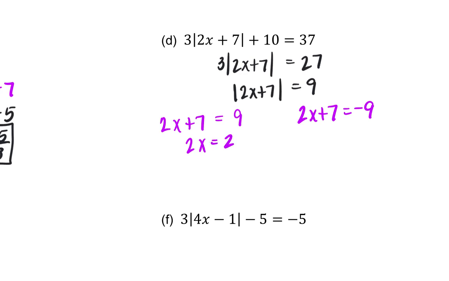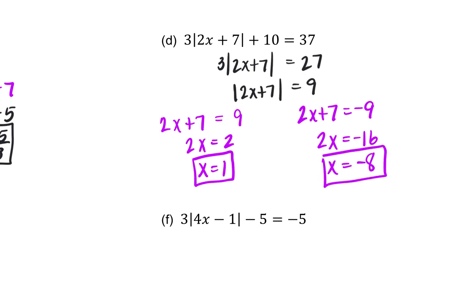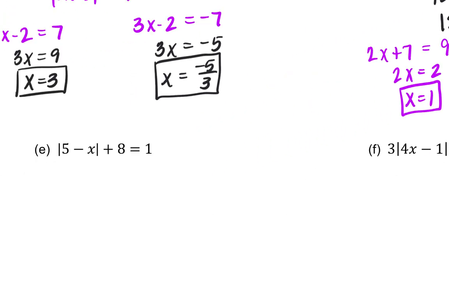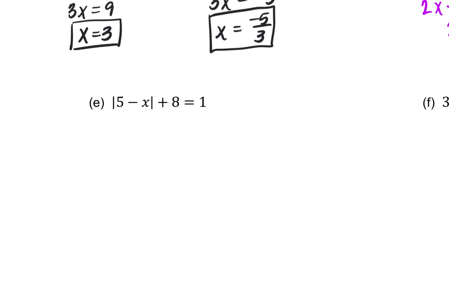2x equals 2, x equals 1. 2x equals negative 16, x equals negative 8. So those are your 2 answers that will work for that equation, or that inequality, or that absolute value equation, whatever they give us today. All right, I'm going to subtract 7.